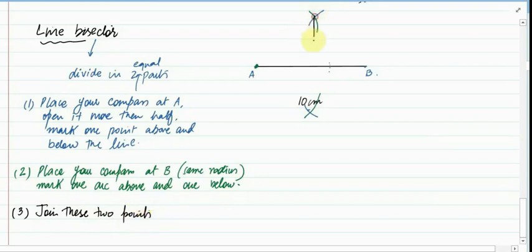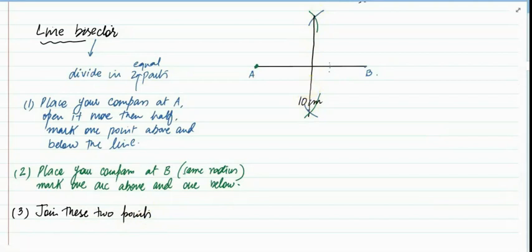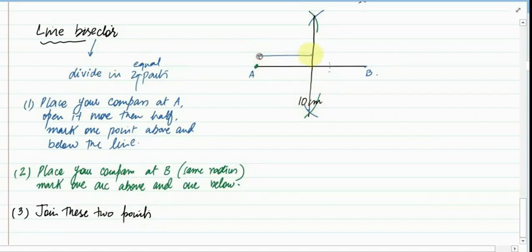Join these 2 points. So that is the line bisector. By line bisector, if the total length is 10, on the left side we have 5, and on the right side we have 5 centimeters. A line bisector is a line that cuts the line into equal parts, right? So that is a line bisector.